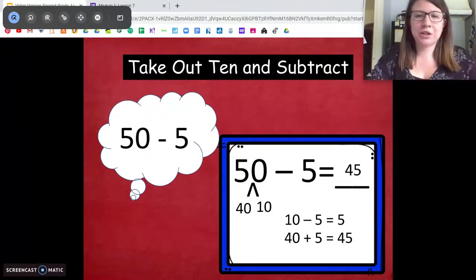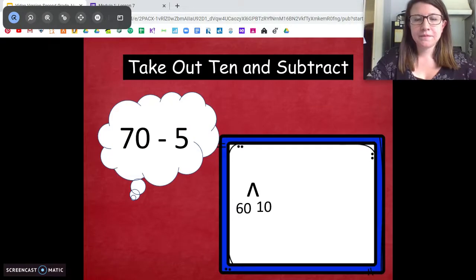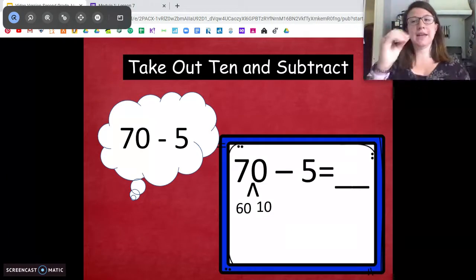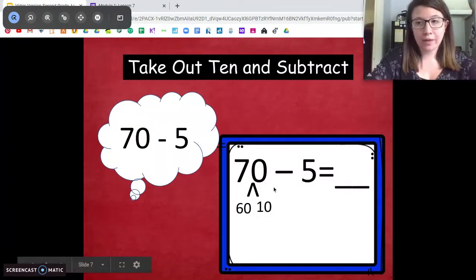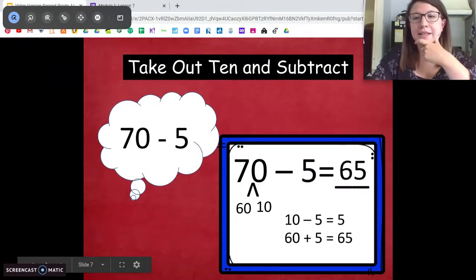Let's do another one just to be sure. All right, try this one. Pause the video, unpause when you're ready. Okay, same idea. We're going to take 10 from 70 and break that 70 down into 10 and 60. Now we're going to use our 10 minus 5. We know that fact. 10 minus 5 is 5. Add in our extra 60 to get 65.